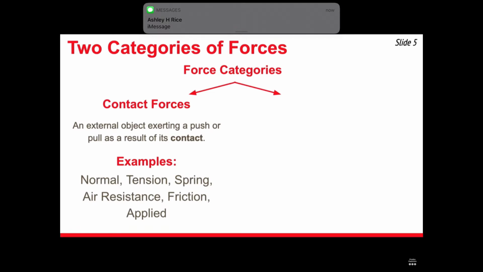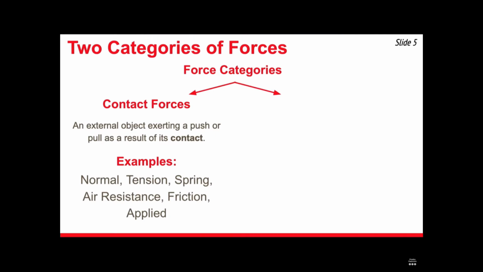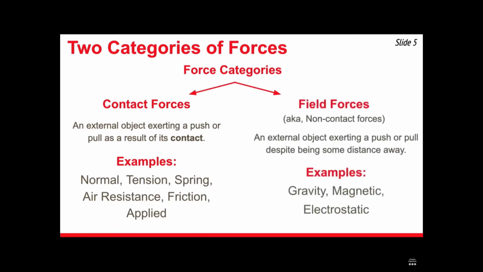There's 6 types of these forces. We call them normal force, tension, spring, air resistance, friction, and applied. And we'll talk about these individually as we go through this presentation. The second type of force, big large category of force, is called field forces. Field forces result even when there's no contact between the object in question and the secondary external object in the surroundings that's putting the push or pull on it. And examples of these types of forces are gravity, magnetic, and electrostatic.